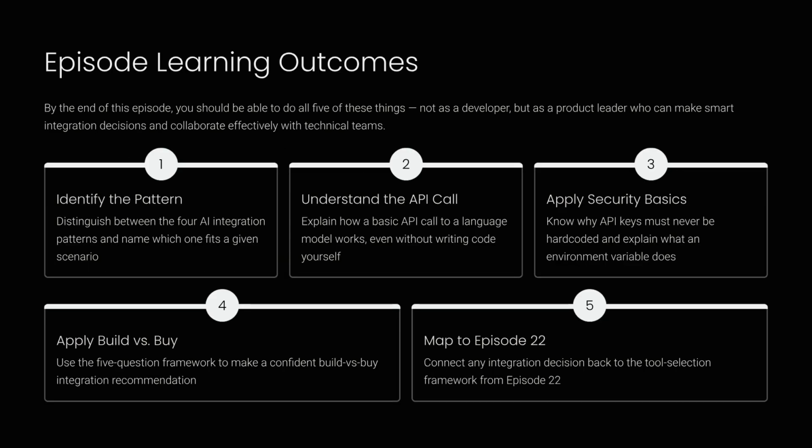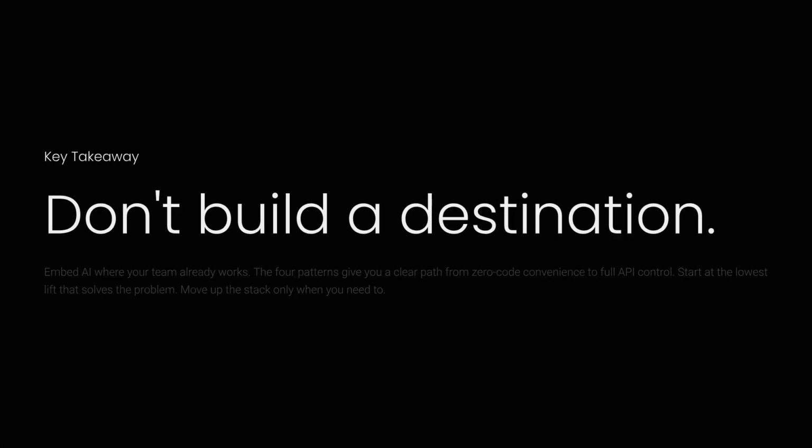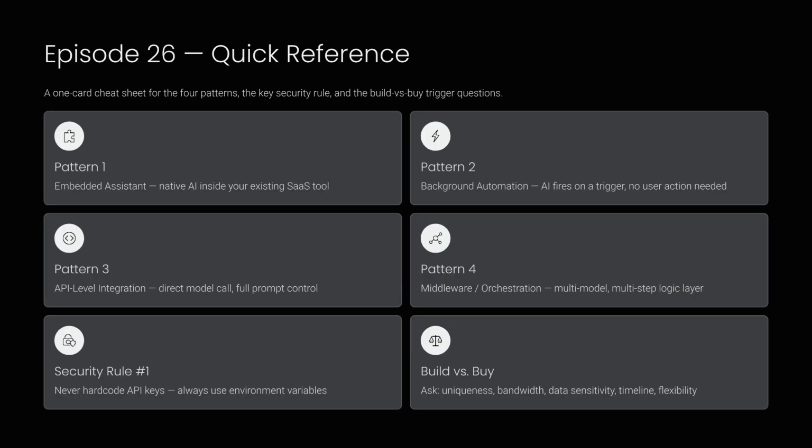By the end of this episode, you will be able to identify integration patterns, explain basic API calls, apply critical security measures, use our build versus buy framework, and connect these decisions back to our previous selection model. The key takeaway is this: don't build a destination. Embed AI where your team already works. Start with the lowest effort solution that solves your problem and only move up the stack when necessary. Here is a quick reference for today. We covered our 4 integration patterns, the golden rule of using environment variables for API keys, and the 5 essential questions for your build versus buy decision.